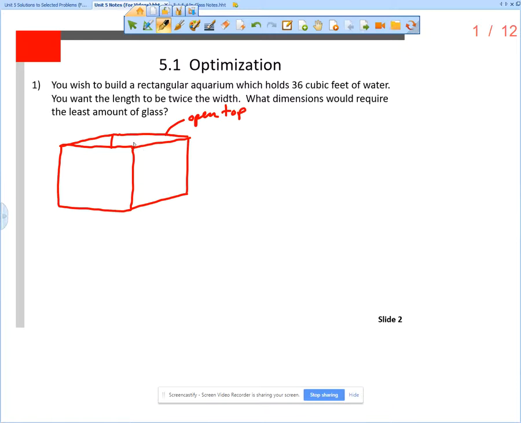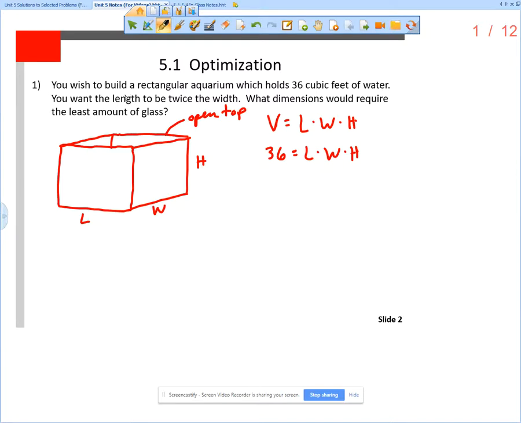Now let's label a little bit. You know that a rectangular prism has some sort of a length, a width, and a height. The volume of a rectangular prism is very simple, length times width times height. But you are told that the volume will be 36 cubic feet of water, so instead of V, that is not going to be a variable. That is a fixed quantity. We're going to put 36 equals L times W times H. That's easy enough.